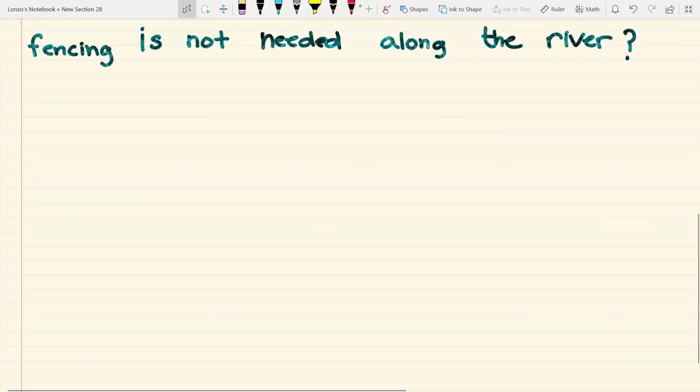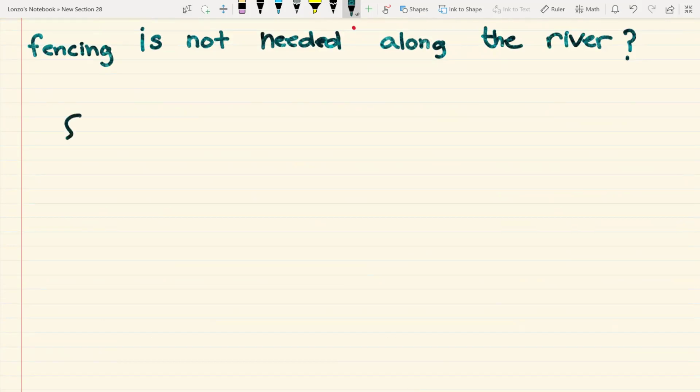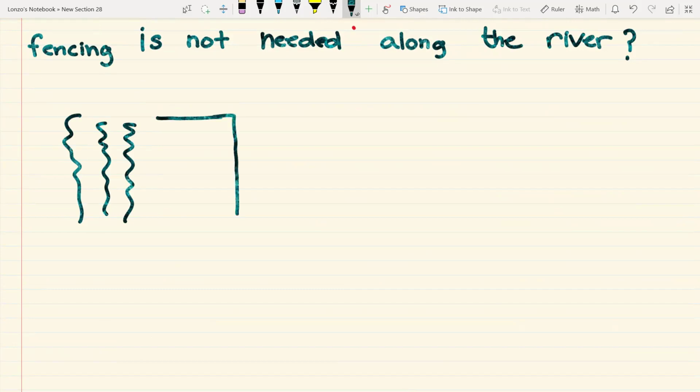So first step is draw the best image you can think of. So let's say you had a river, right? It was right here. And you're gonna create fencing on this rectangular space, right? We don't need any fencing on the river, right? Hopefully the animals will not jump into the river. I think they're smart enough for that. So we got to find the fencing that'll give us the least amount of fencing.